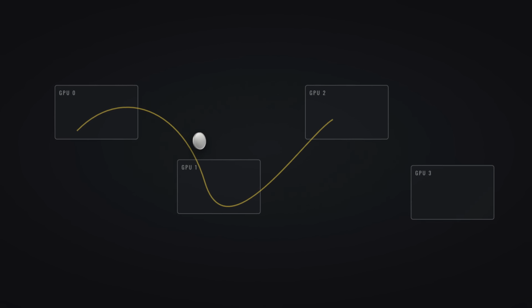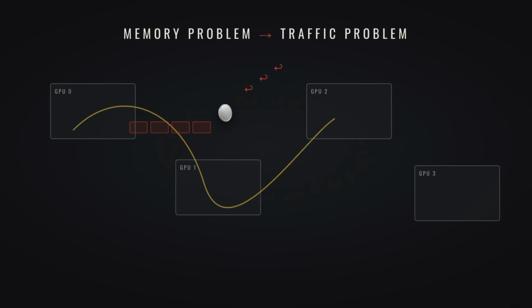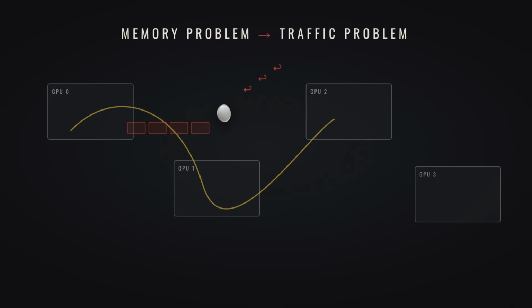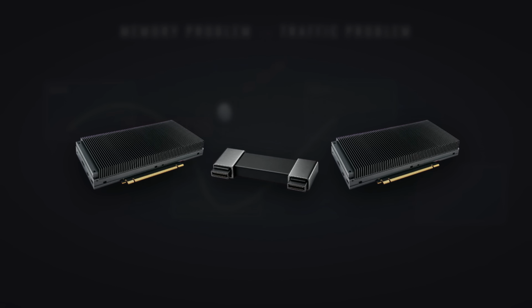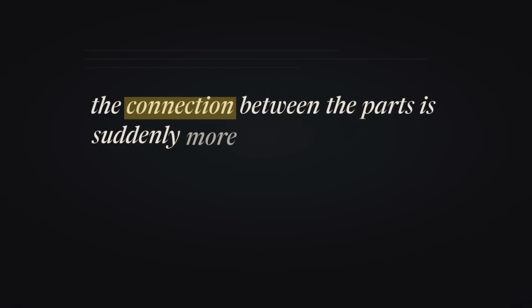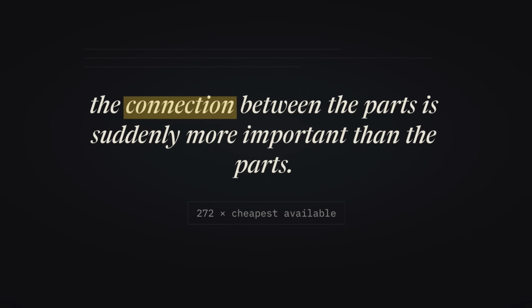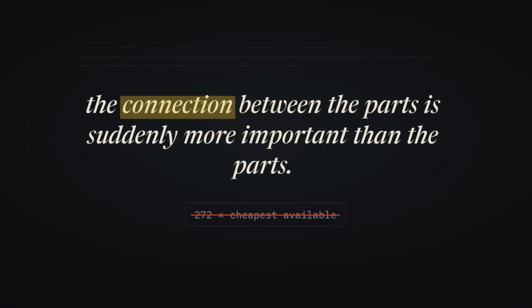When a model is split across unconnected cards, every time it processes a layer that lands on the wrong GPU, your memory problem turns into a traffic problem. This is what the enterprise hardware is actually charging you for, because the premium on data center parts is for the proprietary wiring that lets all that memory talk to each other fast enough to matter. Which means a new class of constraint appears that no spec sheet advertises, because the connection between the parts is suddenly more important than the parts. You can't just buy the cheapest units and bolt them together. The cheap route does not get more expensive here.